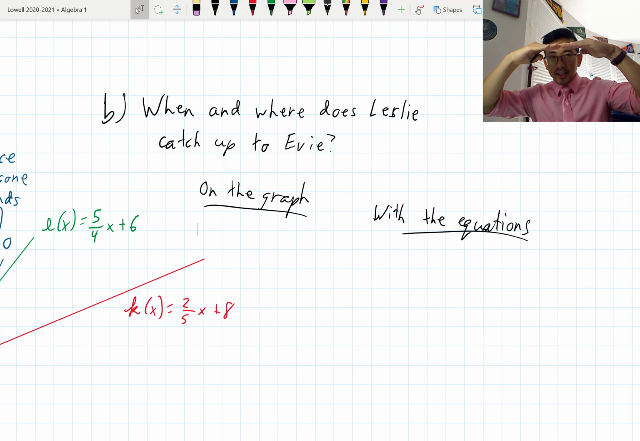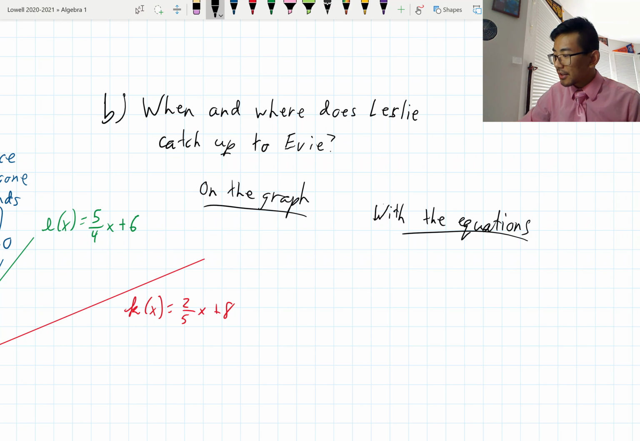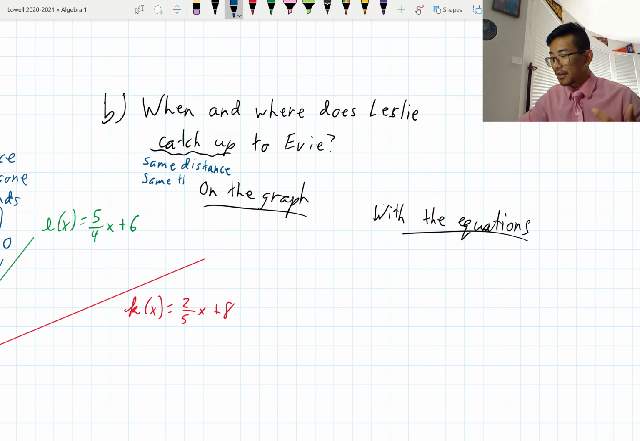So when they catch up, what is true? Well, when they catch up, this means they're at the same distance, because they're right next to each other, same distance, but also at the same time. And the same time part is pretty important, because at some point they're both going to cross 10 meters, but if they're not there at the same time, then Leslie hasn't actually caught up to her yet. So this is where we're getting at, same distance and same time.